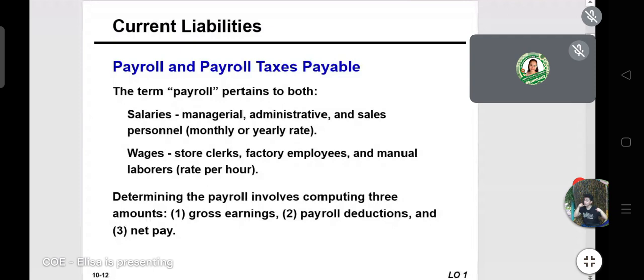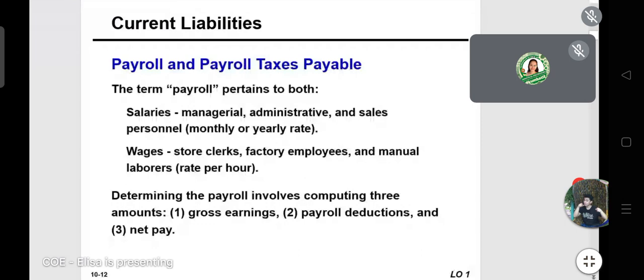You have here the gross earnings. So this is whatever we earn. And then from our earnings, there will be mandatory payroll deductions. There will always be. Gross earnings minus payroll deductions will be the amount that we receive as our net pay. So you have the gross earnings, then the payroll deductions, and then the net pay.